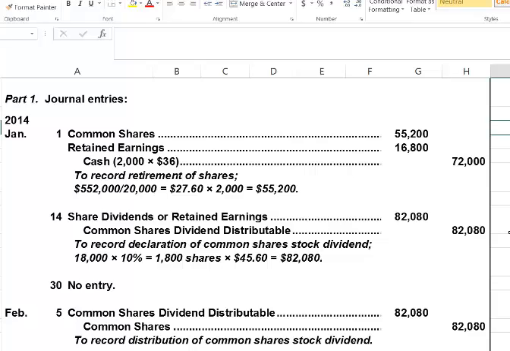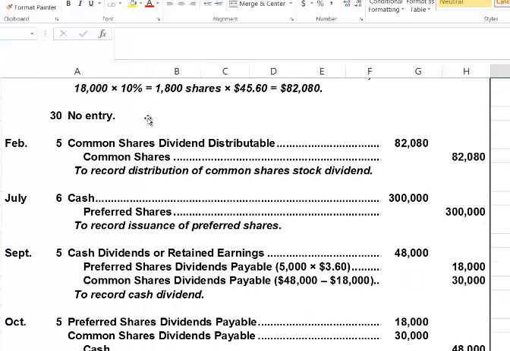On January the 30th, we know that's the date of record regarding the 10% share dividend, and that just tells us whoever is holding the shares on that date is going to hold 10% more shares, but there's no financial transaction at the date of record, so that's why here at January 30th, you'll see that we have no entry. On February the 5th, don't forget, is the actual date that we issue the shares from the share dividend. So we're going to debit our distributable account and we're going to credit common shares because we're actually distributing or issuing the common shares for $82,080.